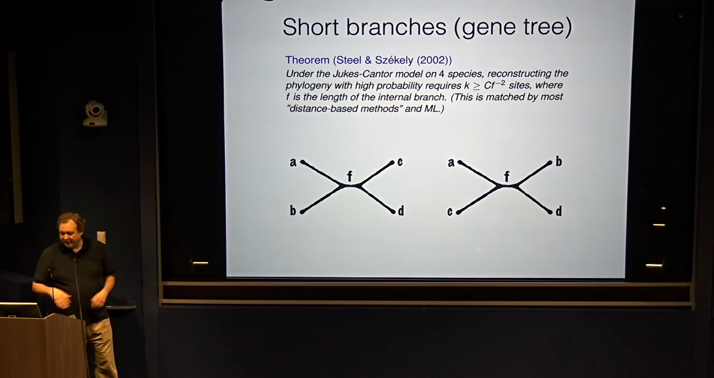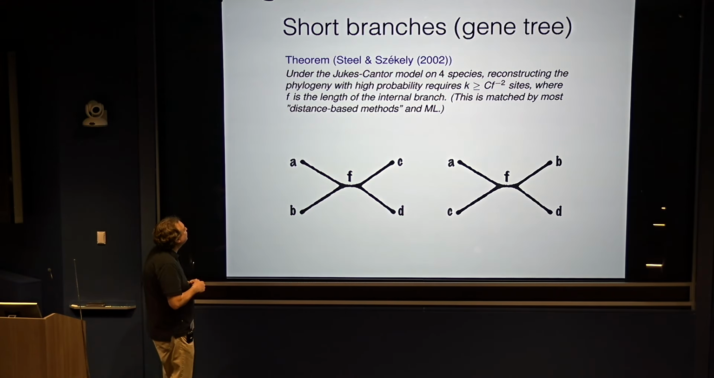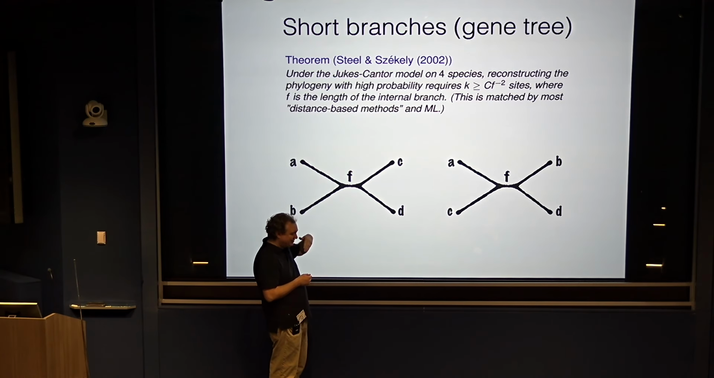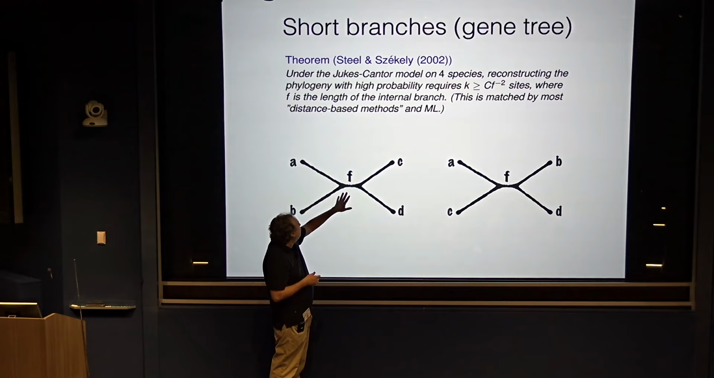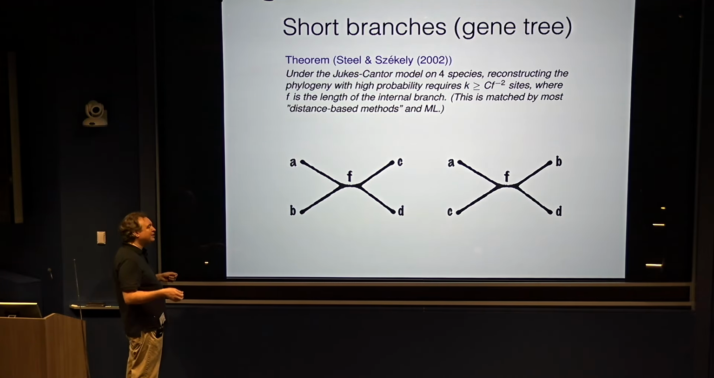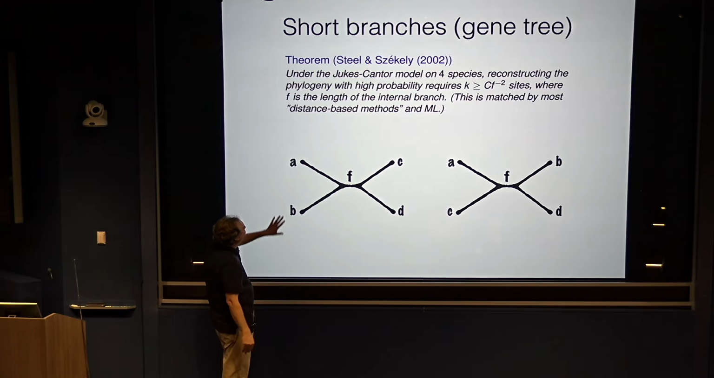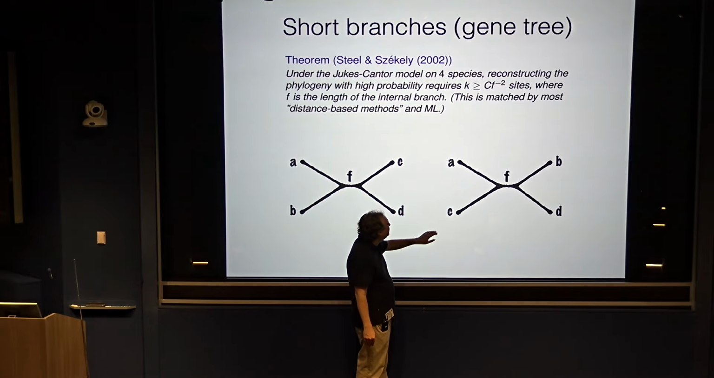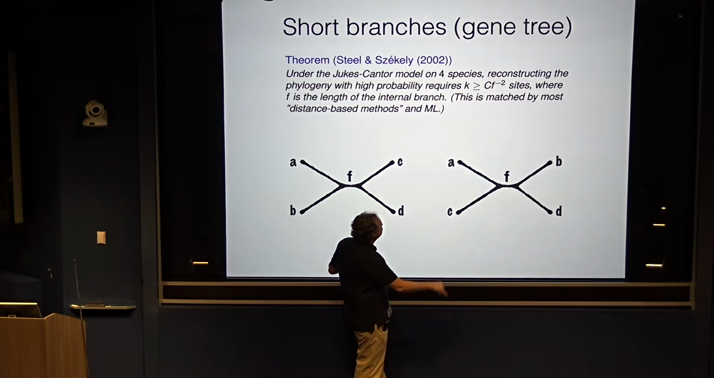So very briefly, how do you prove that things are hard? This is where information theoretic methods come in. If I have a short branch, f here is going to be the length of this branch. Think of it as the expected number of mutations along that branch on a given site. Then f is going to be very small. To prove that something is hard to reconstruct, I'm going to compare two different trees. This is A being sister with B. This is A being sister with C. Everything else is the same, the branch lengths, everything.